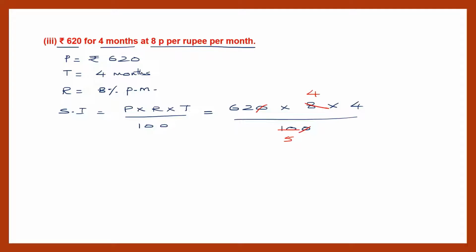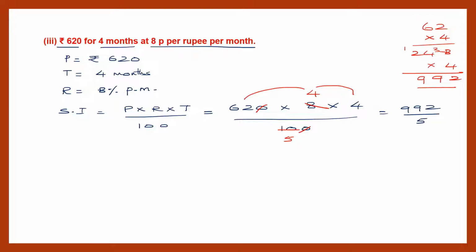Now that's it. Is there anything else that you can cancel? No, that's it. Now we have to multiply the numerators. 62 into 4 first. So let's multiply that. 4 2s are 8, 4 6s are 24. Now multiply again by 4 into 4. 4 8s are 32, carry 3, 4 4s are 16, 17, 18, 19, carry 1, 4 2s are 8 plus 1, 9. So this is 992 by 5.